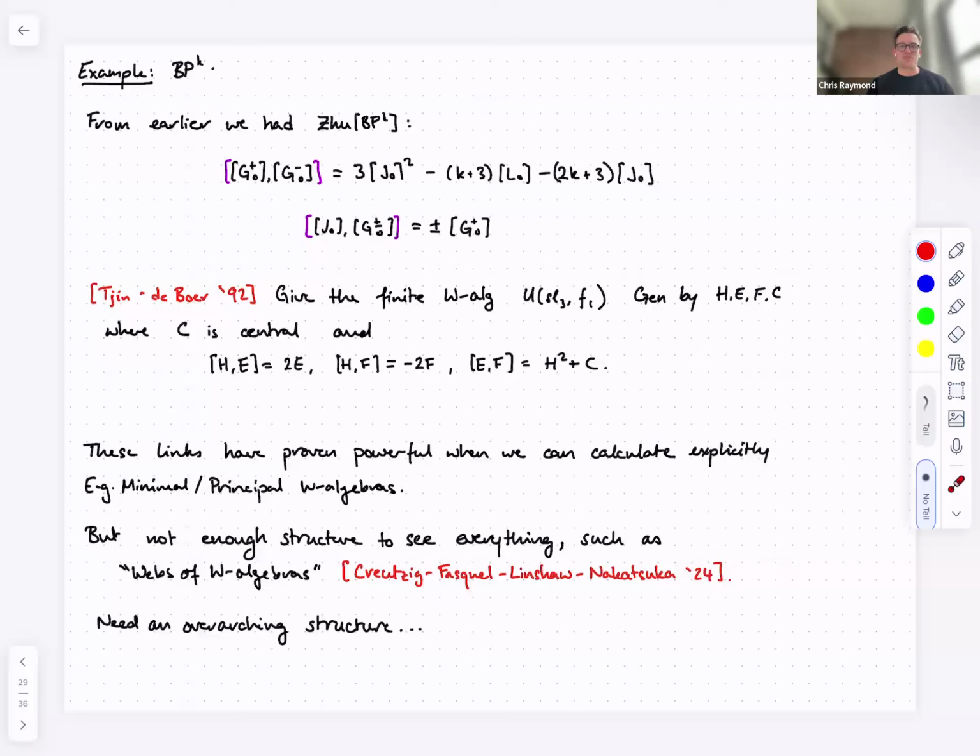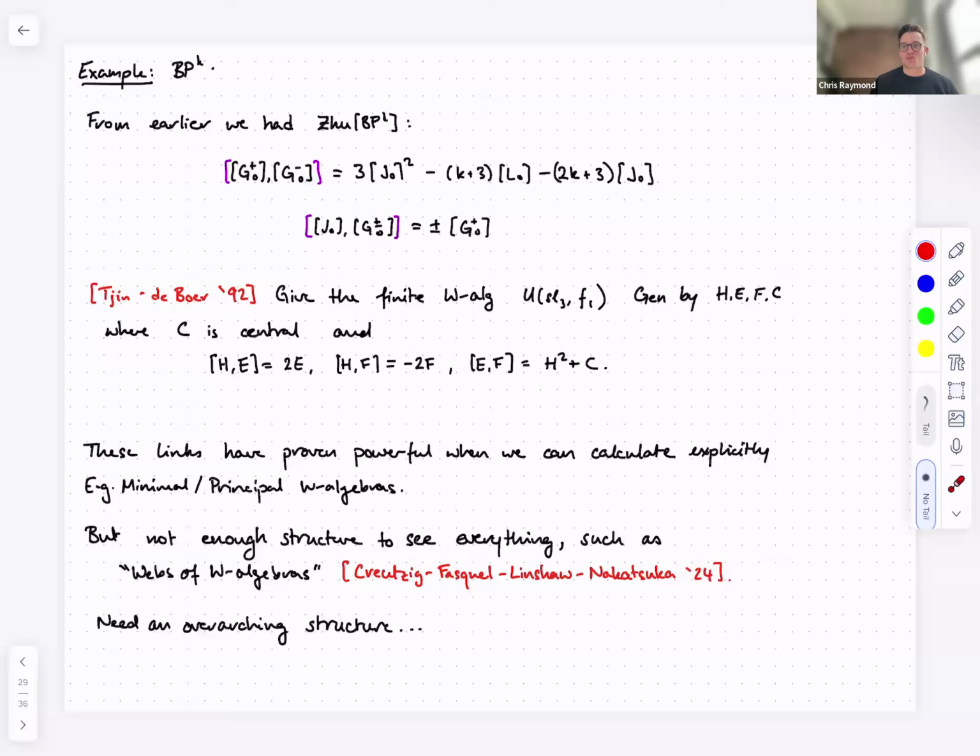We have these webs of W algebras. You have these reductions between SL_Ns of different N, right? And there's not quite enough there yet, or at least these tools here haven't been developed quite enough to see that side of the picture. So this motivates trying to find some overarching structure where all of these things fit inside.